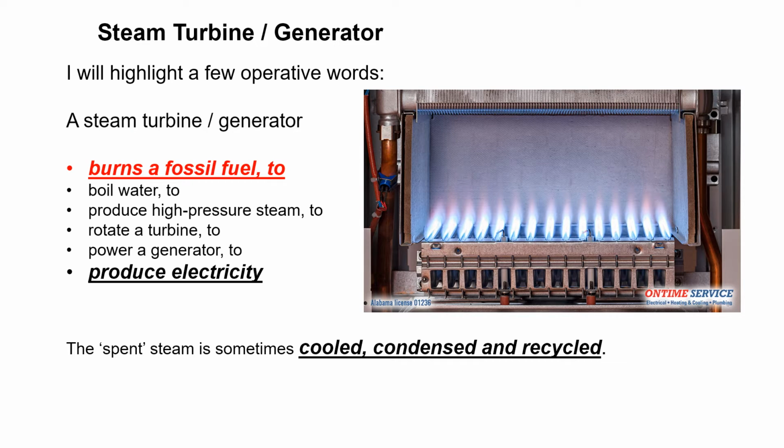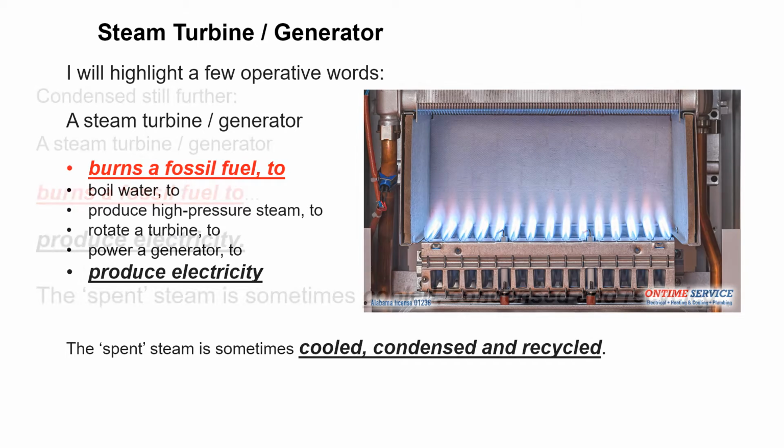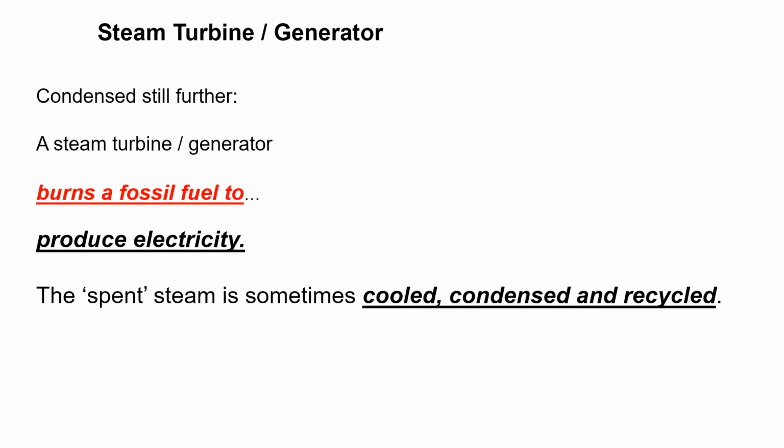I would call attention to a few critical words. A steam turbine generator burns a fossil fuel to produce electricity. The spent steam is sometimes cooled, condensed, and recycled. Here's the same process in even fewer words.